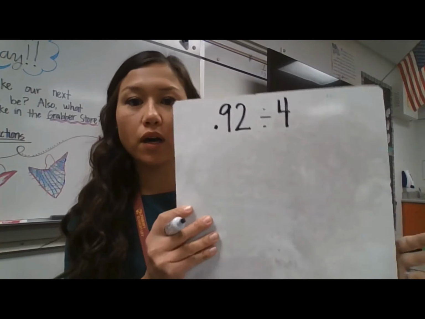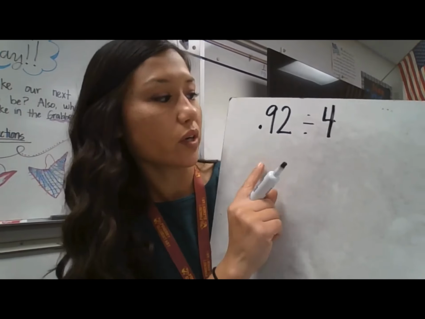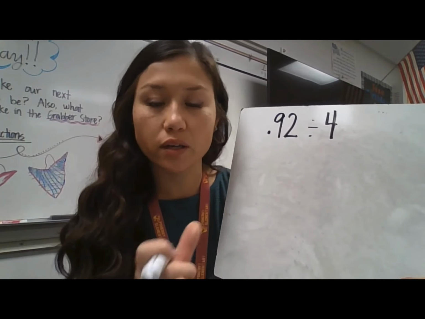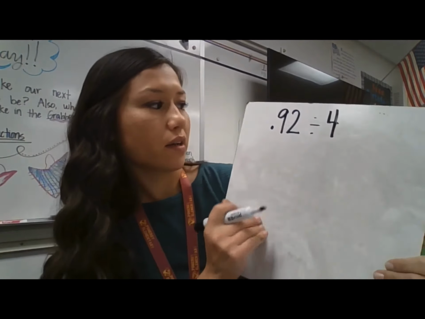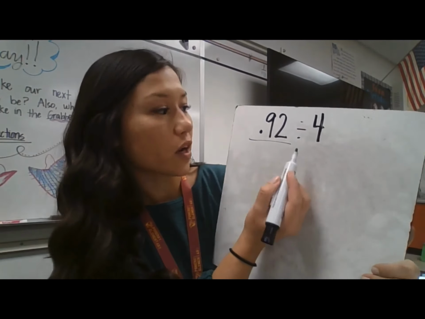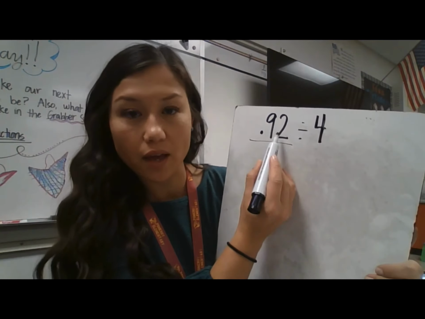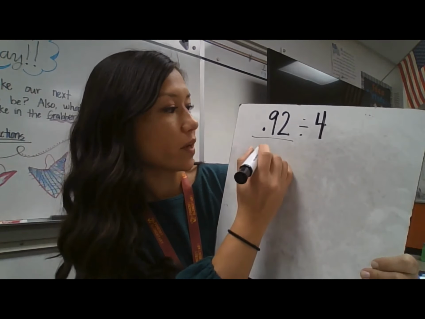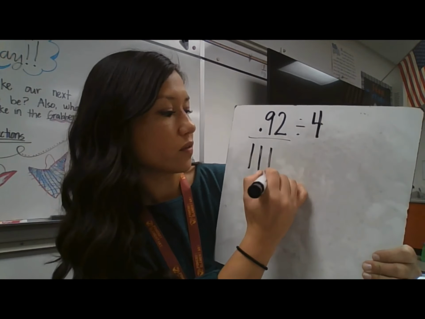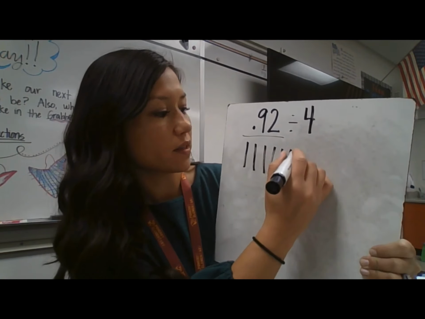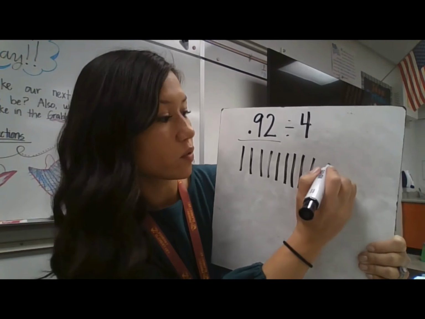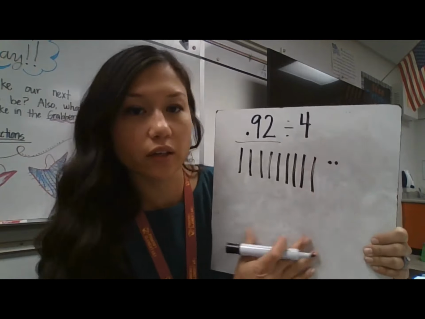So today I'm going to model 92 hundredths divided by 4 and show how we would solve this problem in class. The first thing they need to do is model their dividend. This is 92 hundredths, which is the same as 9 tenths and 2 hundredths. So I'm going to start by drawing my 9 tenths. Here's 1 tenth, 2 tenths, 3 tenths, 4, 5, 6, 7, 8, 9 tenths. And then I have 2 hundredths, which we model by just drawing little dots.